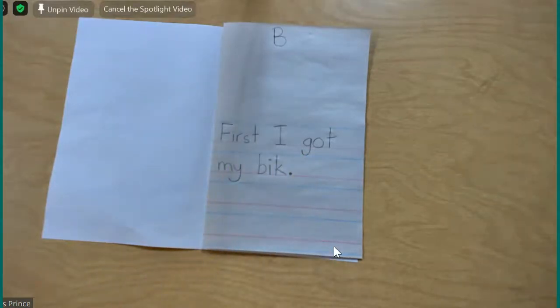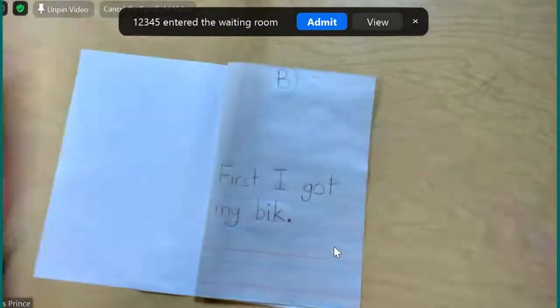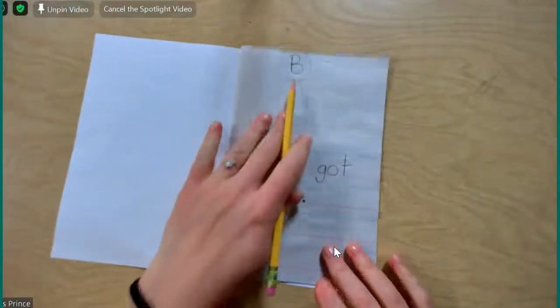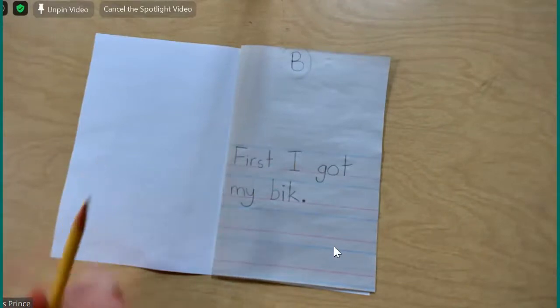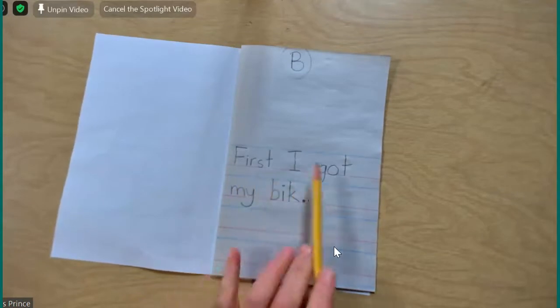So, boys and girls, today, while you are writing your story, I want you to just put the beginning. So think about what your whole story is, and I only want you to do the page that has a B for beginning. So my story is about me riding a bike, and the way that I wanted to tell it was by first telling you that I got my bike, and then tomorrow I'm going to be adding the middle of my story and the end of my story.